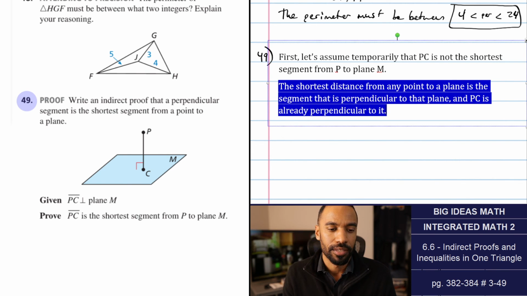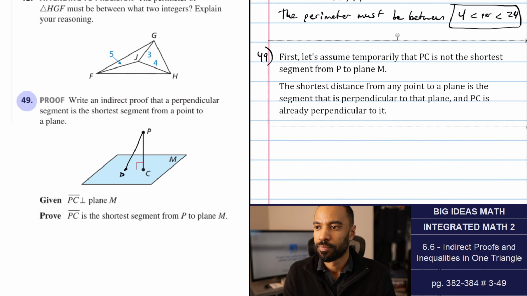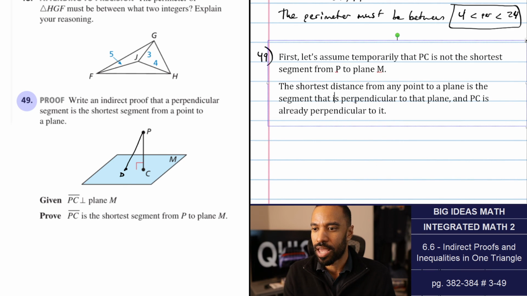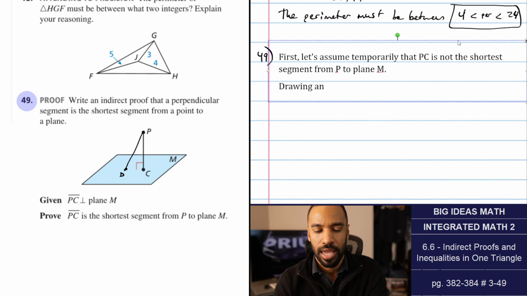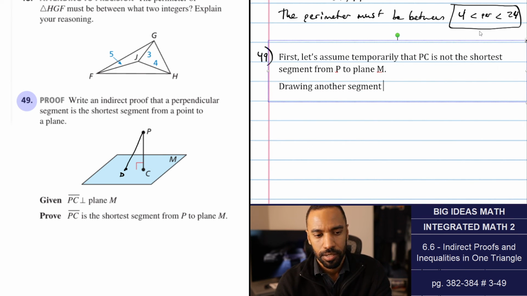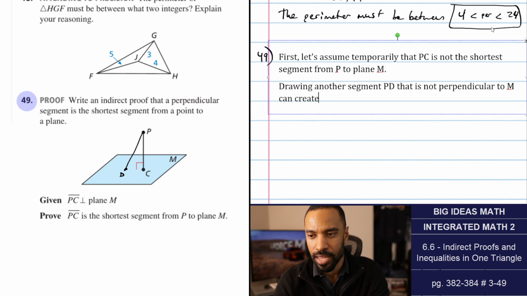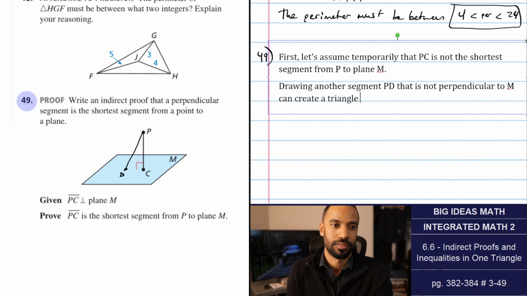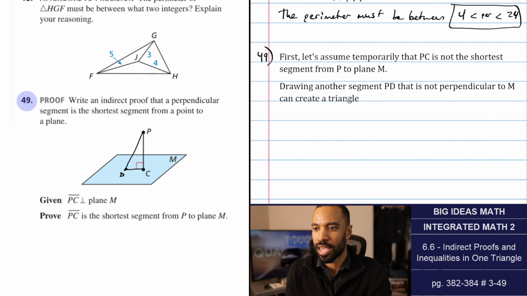I'm going to draw another thing. I don't know if that kind of works, but I'll just call this D. Okay. Let's assume that it's not. So now let's draw another one. Drawing another segment, PD, that is not perpendicular to M, can create a triangle. There we go. Can create a right triangle.